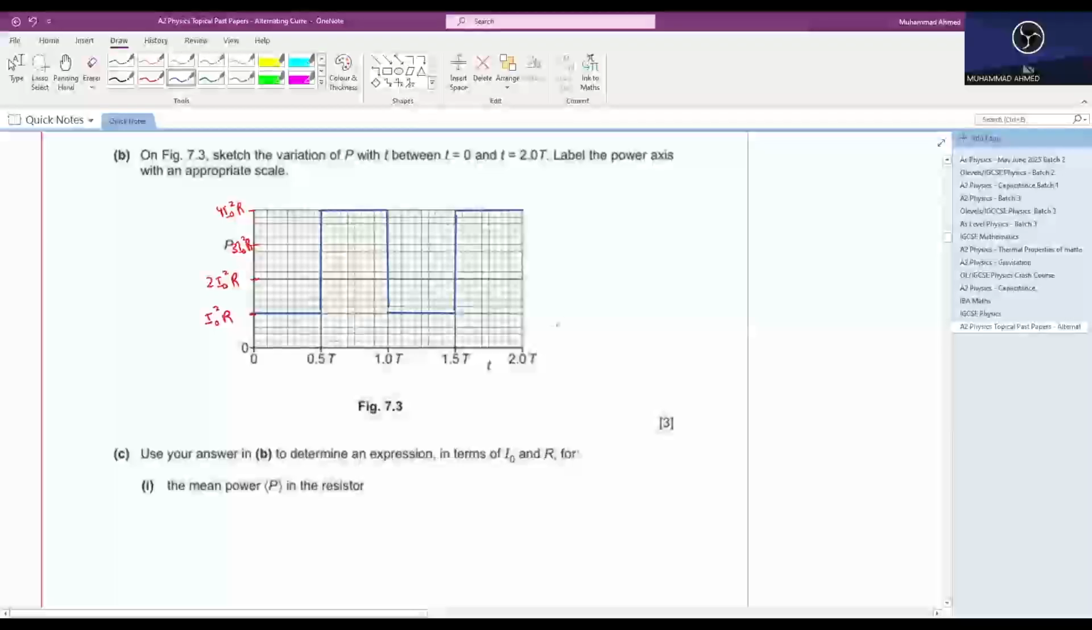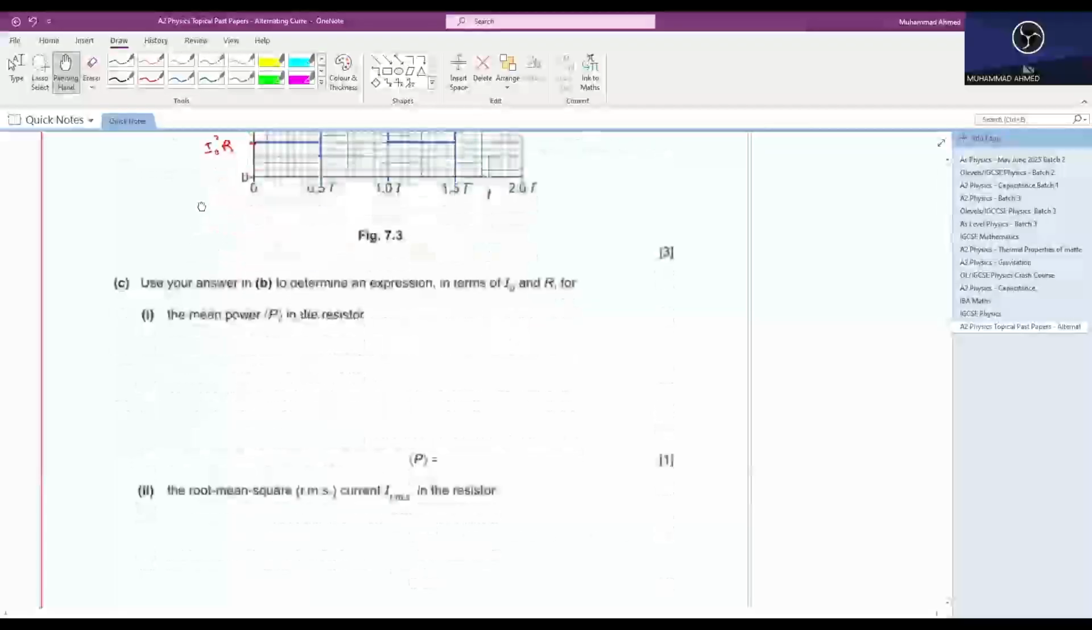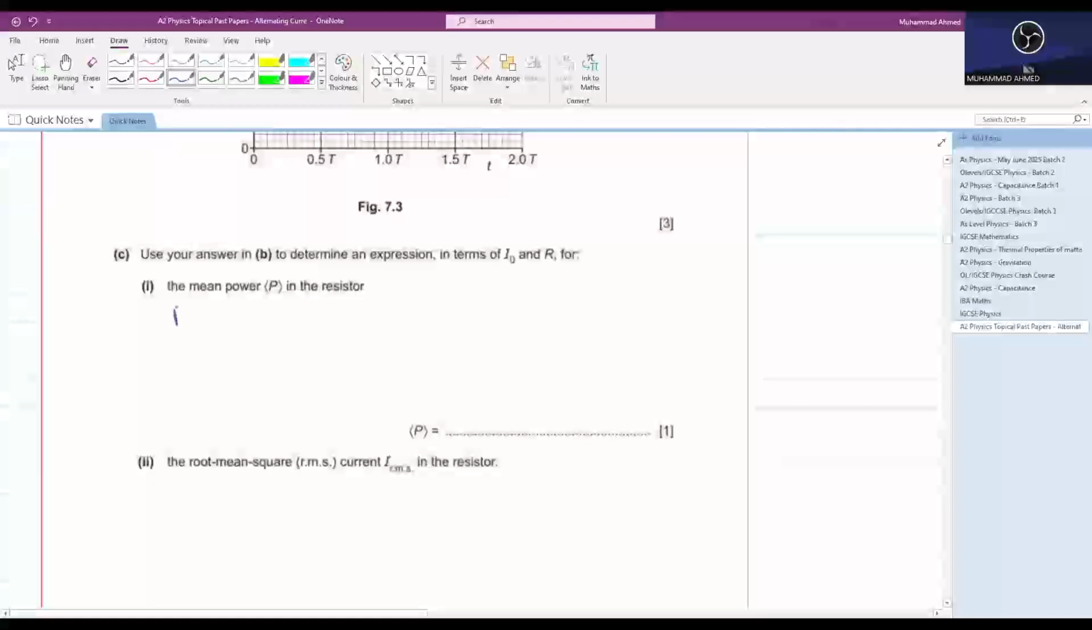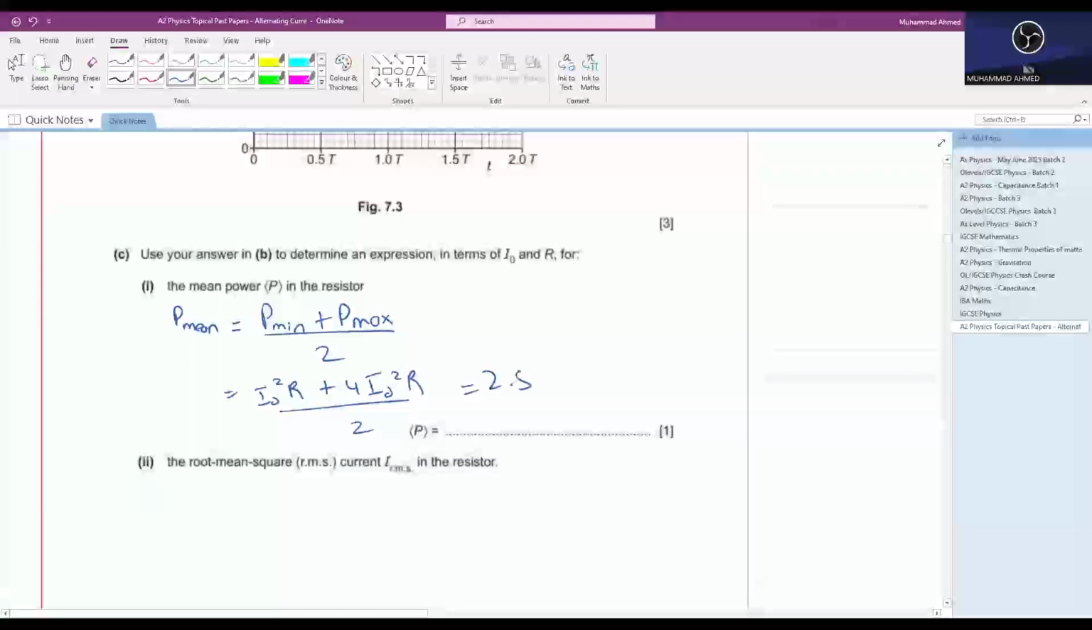Okay. Use your answer in part B to determine the expression in terms of I naught and R for the mean power. You have to calculate mean power. How can you do that? Very easy. Power mean can be calculated as power minimum plus power maximum divided by 2. What is your minimum power? I naught square R. What is your maximum power? 4 I naught square R, divided by 2. Your mean power comes out to be 2.5 I naught square R.